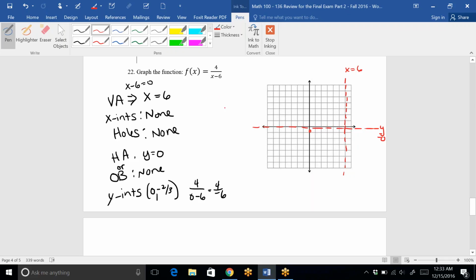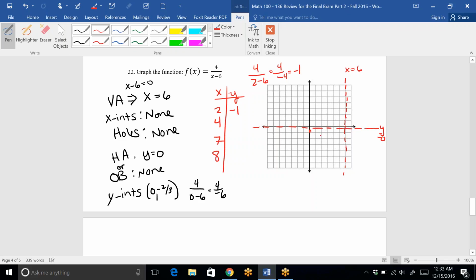So what we'd probably want to do is make a table of values and get some more values up here. Maybe some things closer to this line, maybe on the other side of this vertical line. So maybe I'll plug in positive 2 and positive 4 because those are both on the left side of this vertical asymptote. And maybe I'll plug in 7 and 8 for 2 points on the right side. So we just plug them into our equation. So 4 over 2 minus 6 is 4 over negative 4, which is negative 1.